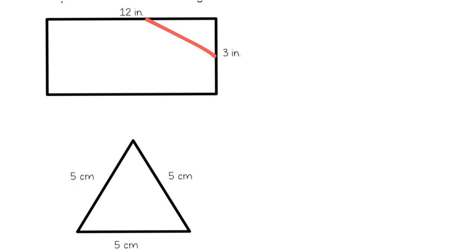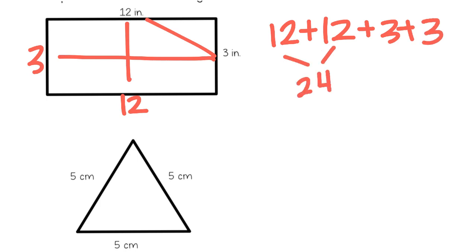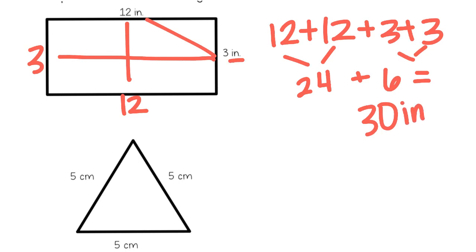But because it's a rectangle, I know that the top and bottom would be the same. So I would repeat that, and then I know the left and right sides would be the same. So I would have 12 and 12, so 12 plus 12 plus 3 plus 3. When I look at that, 12 and 12 is 24, plus 3 and 3 is 6, and I know 24 plus 6 is 30, and the label is inches, so it'd be 30 inches.